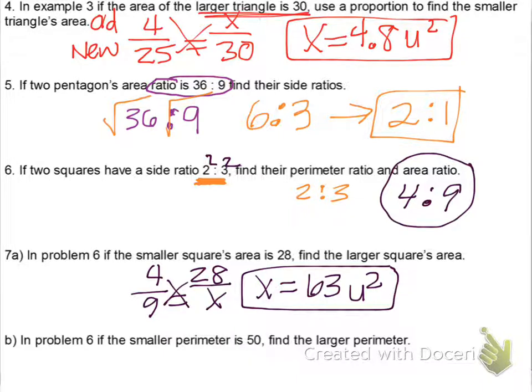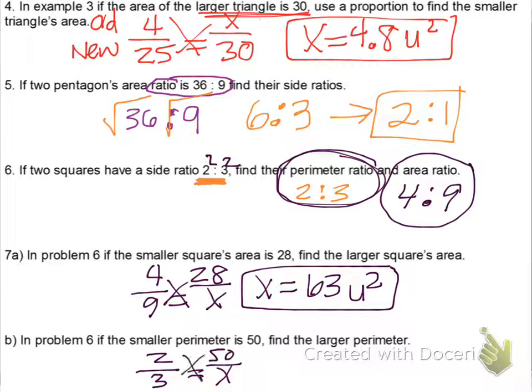B says in problem 6, if the smaller perimeter is 50, find the larger perimeter. Here's our perimeter ratio of 2 to 3. So I'm going to say 2/3 equals, and they're wanting me to find the larger perimeter, so I'm going to put an X on the bottom with a 3, because that's my bigger number, and 50 goes up top. Then if you cross multiply, you get X as 75.